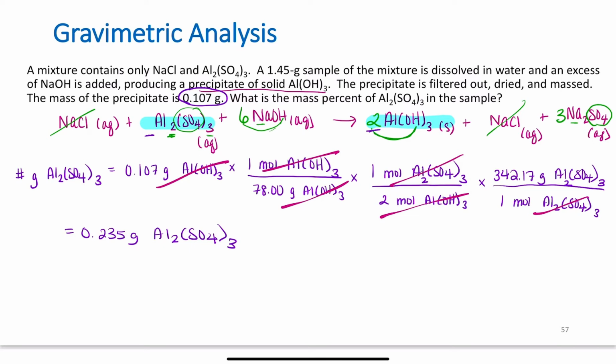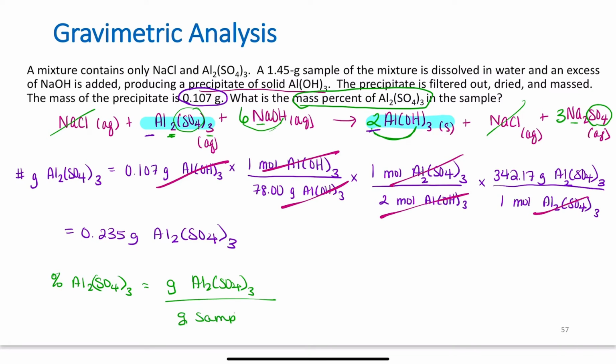So now we are ready for the next step, which is what is the mass percent of aluminum sulfate in the sample? So the percent of aluminum sulfate is going to equal your grams of aluminum sulfate divided by the total grams of the sample times 100%.